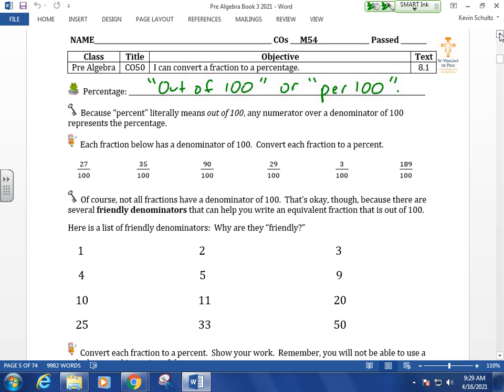And we can use that to help us with percentages and fractions, because out of 100 means that any numerator over a denominator of 100 represents the percentage. What do I mean by that? This fraction here, there are a couple different ways that we can say it. We can say 27 hundredths, or we can say 27 out of 100. And since percent means out of 100, this literally means 27%.